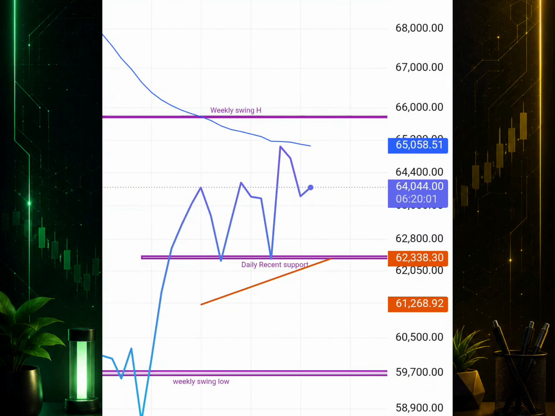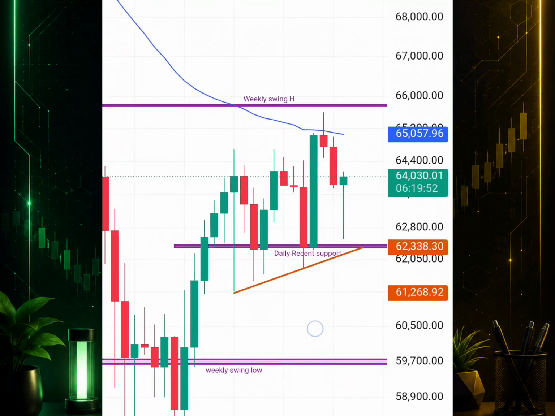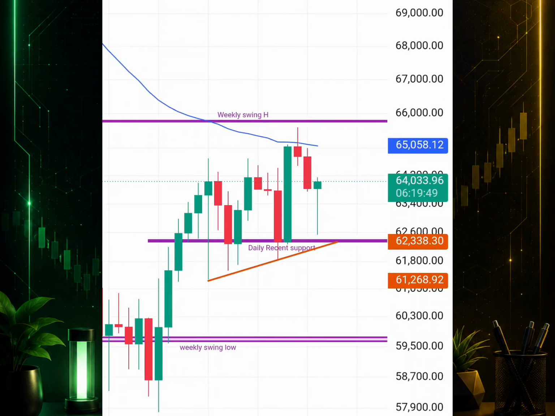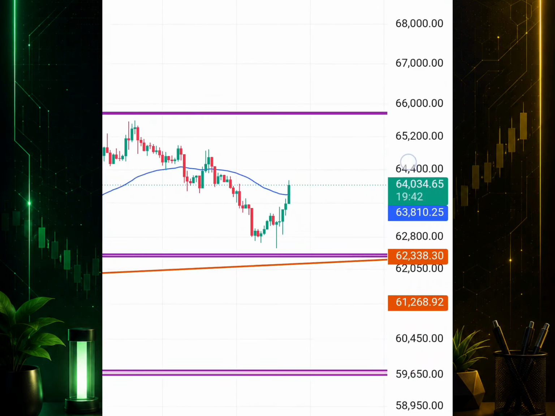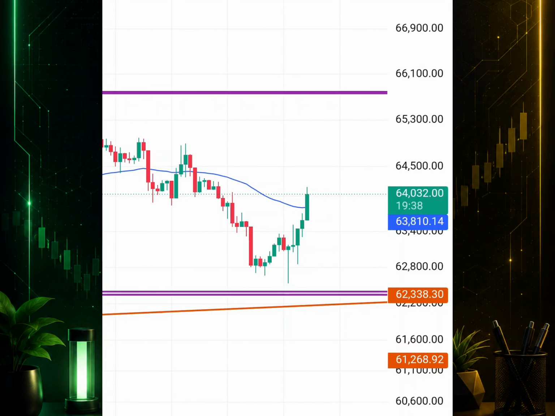Then let me just change it to normal candle. You can see the market respects that area. The market respects that area, and the market spiked up from that particular zone I drew. So I now go to my 1 hour as well. You can see the market respects the area. You can see the market is trying to go up right now.